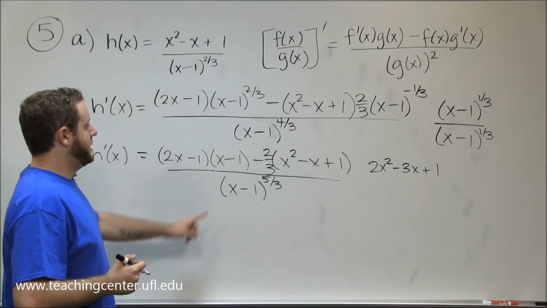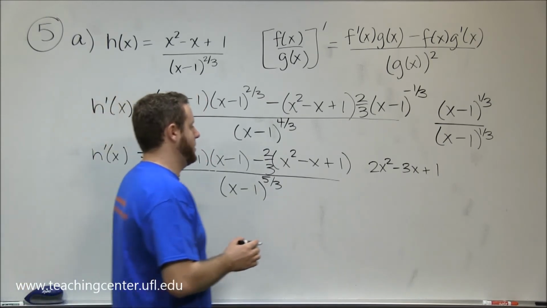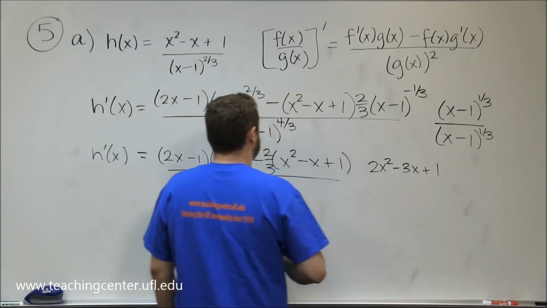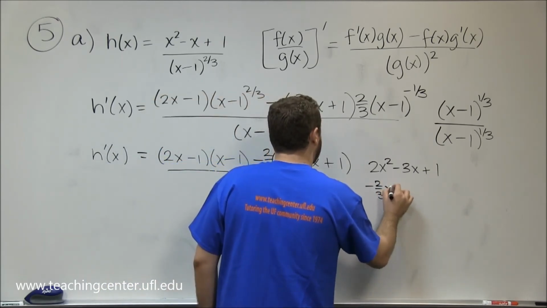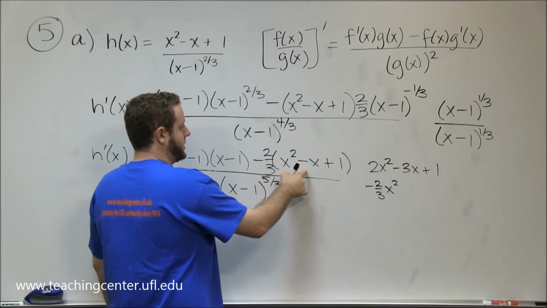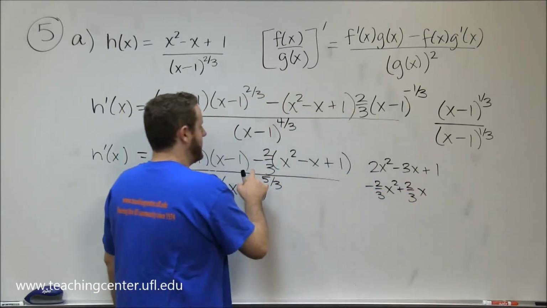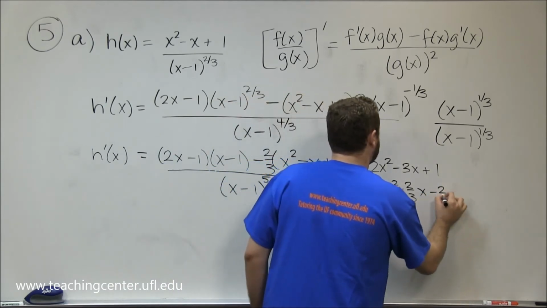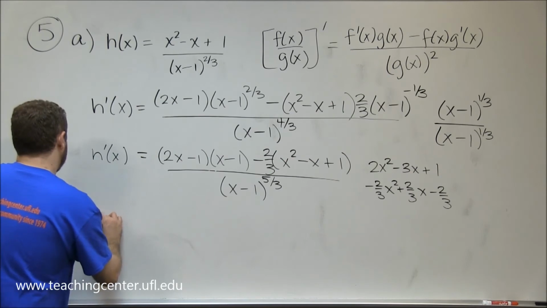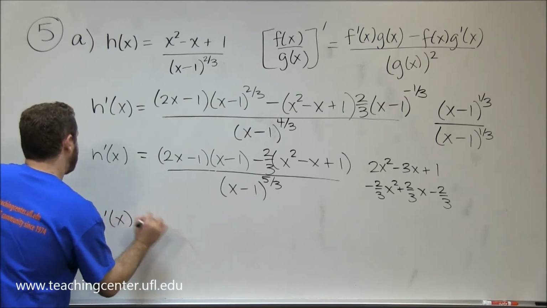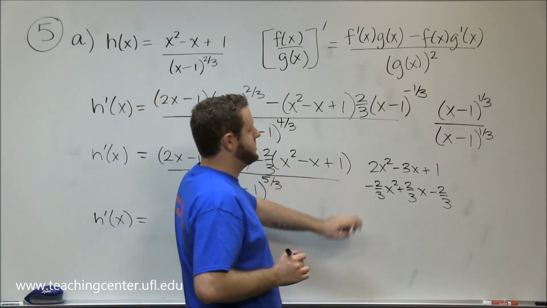Here we can subtract or apply the negative 2/3. I'll write these in line so we can subtract them out. So this is going to be negative 2/3 x squared, plus 2/3 x, and then minus 2/3. So if we combine all our like terms and rewrite our derivative again, we get 2x squared minus 2/3 x squared.